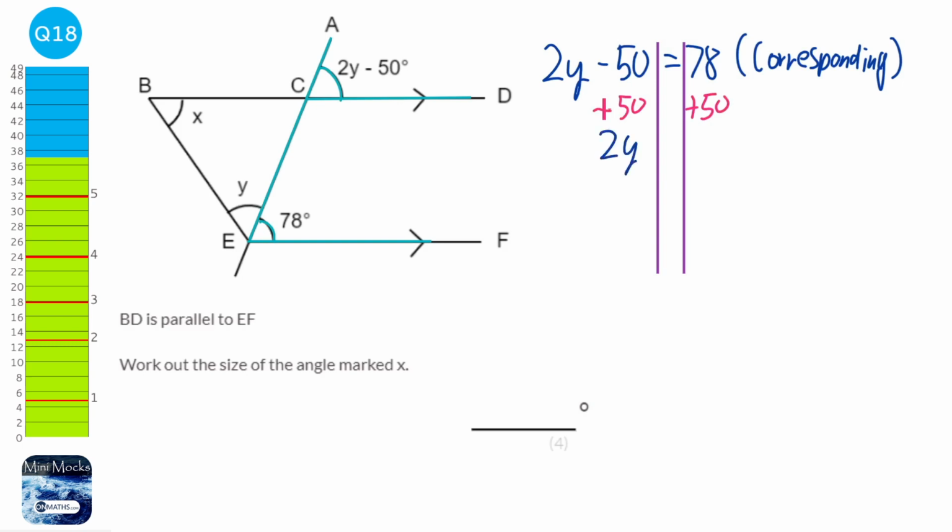So we've got 2y equals 78 plus 50, which would be 128. And then we're going to halve both sides, or divide by 2. So we've got 64. So we know that y is 64. And so we look back at the diagram to find out how we'd work out x. Well, there's a few different things we can do.